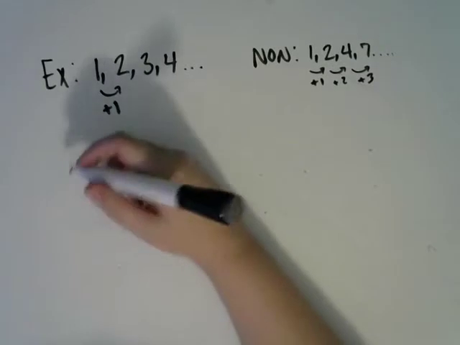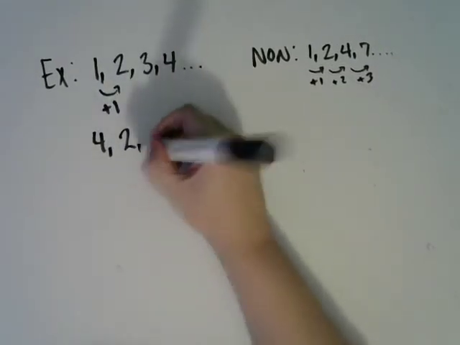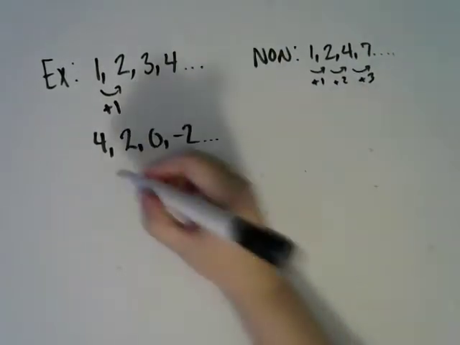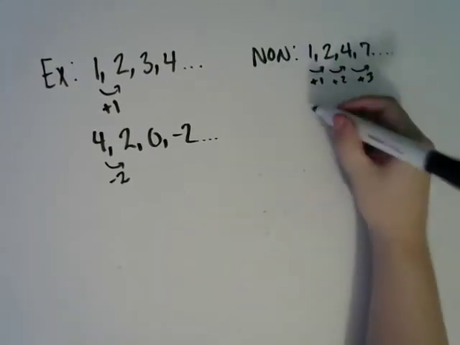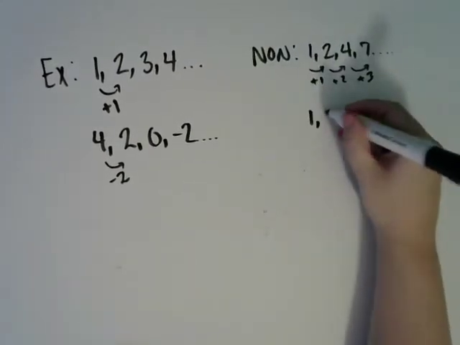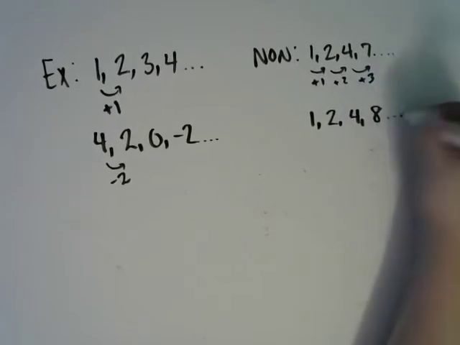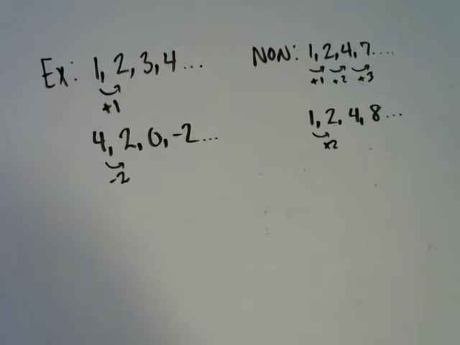Another example of an arithmetic sequence would be 4, 2, 0, -2, ... in which case I am subtracting 2 each time. And another non-example would be 1, 2, 4, 8, ... In this one, I am multiplying by 2 constantly instead of adding or subtracting.